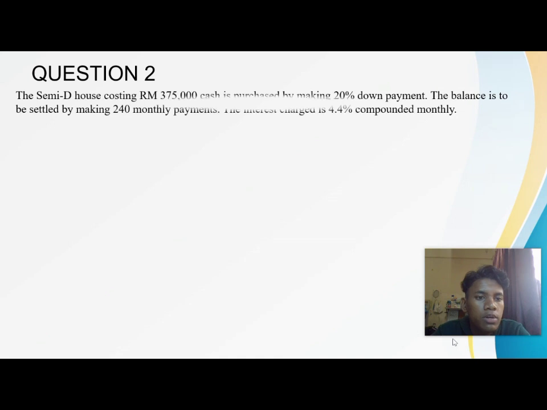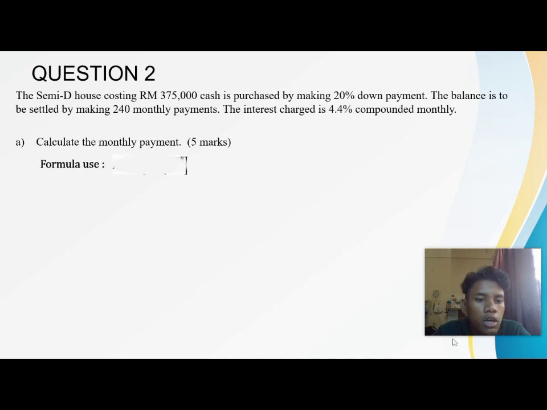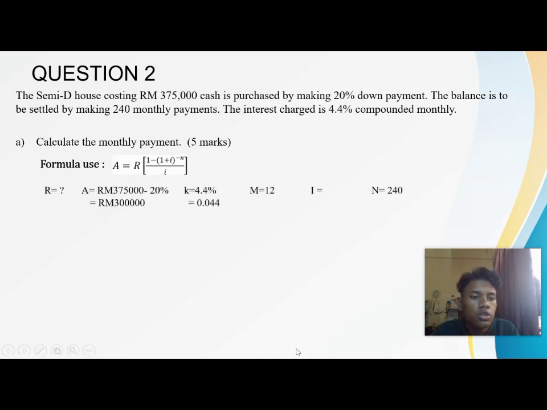Question 2. Assuming a house costing $375,000 cash is purchased by making a 20% down payment. The balance is to be settled by making 240 monthly payments. The interest charge is 4.4% compounded monthly. A. Calculate the monthly payment. So we must use the formula A equals R open bracket 1 minus bracket 1 plus i bracket power of negative n divided by i close bracket. Now we must list all the notations. We are finding R, which is the monthly payment.